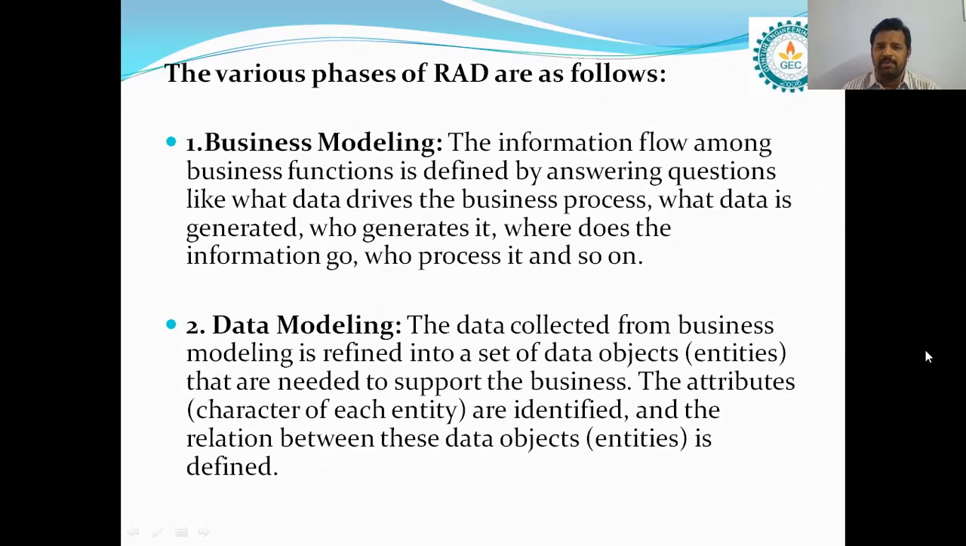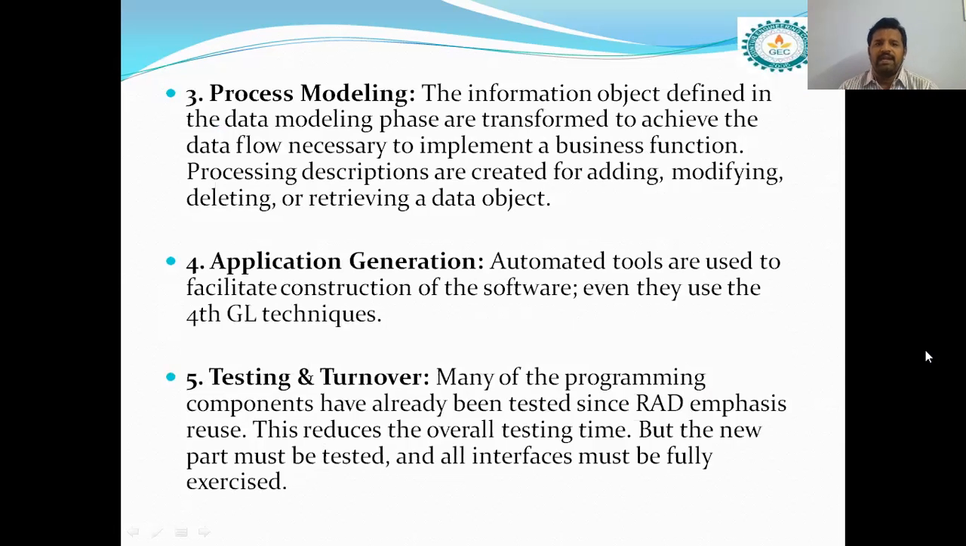You can identify all the attributes, and we can also identify the relationship between those entities. All this is defined in the data modeling phase. Next one is process modeling. The information objects defined in the data modeling phase are transformed to achieve the data flow necessary to implement a business function. Whatever information is defined in the second phase, the data modeling phase, is converted to achieve the data flow, which is necessary to implement business functions.